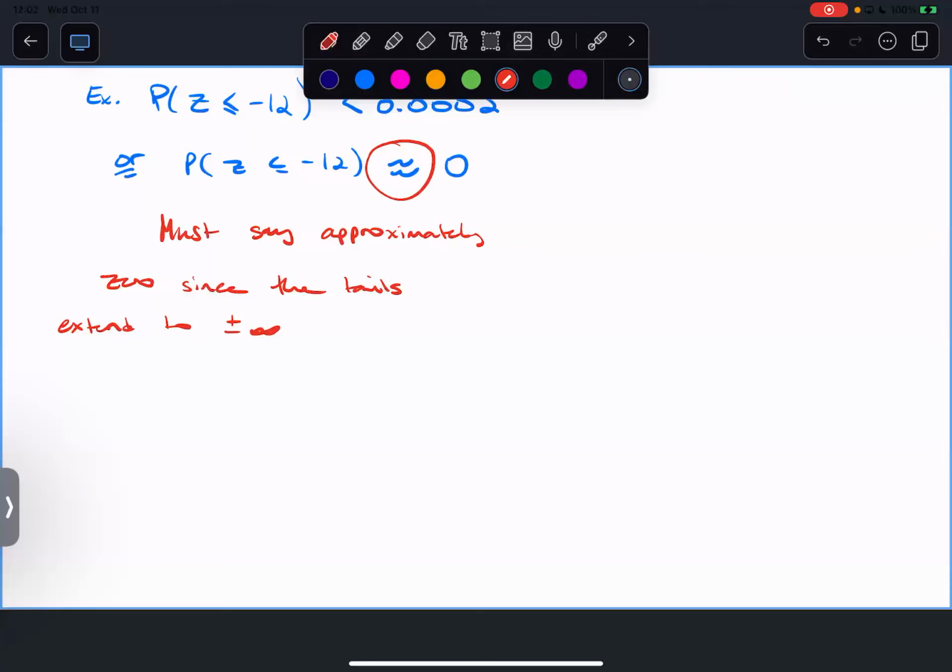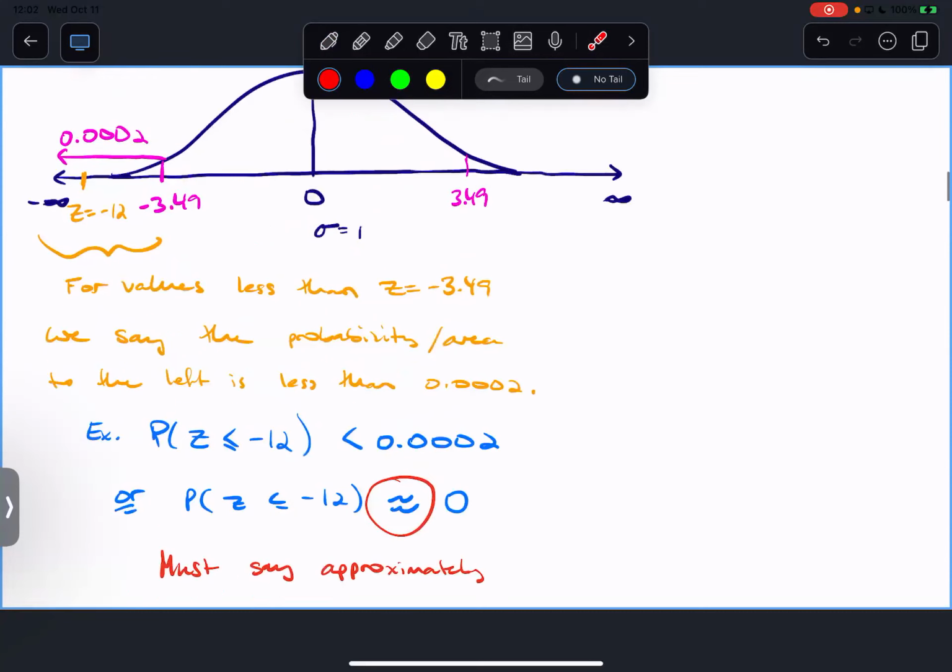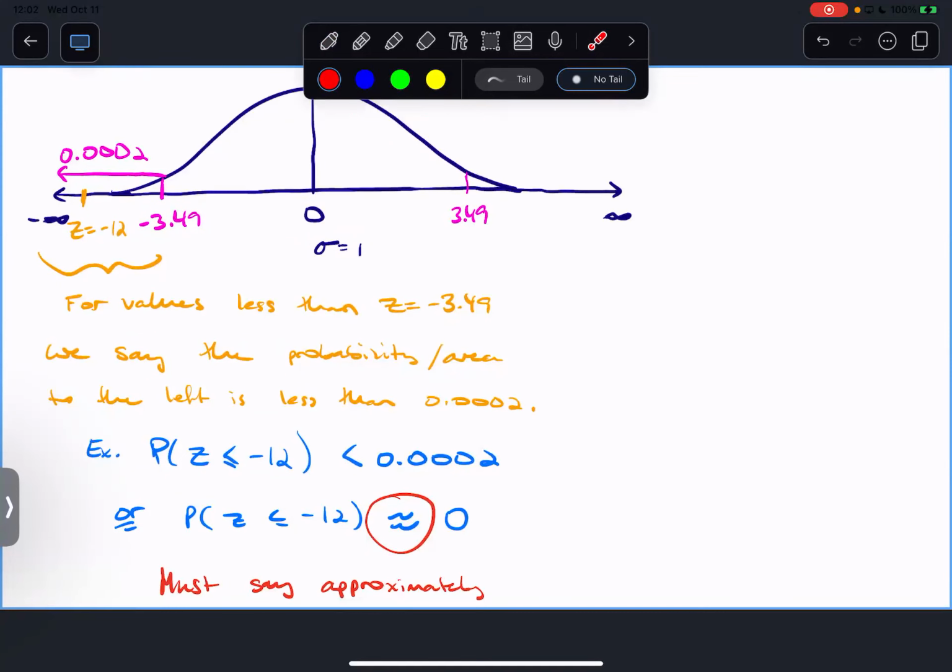Good. So I'm a real stickler for that approximately, right? Because the tails keep going and going and going, just very little area, right? There's already very little area after negative 3.49, right? 0.0002.